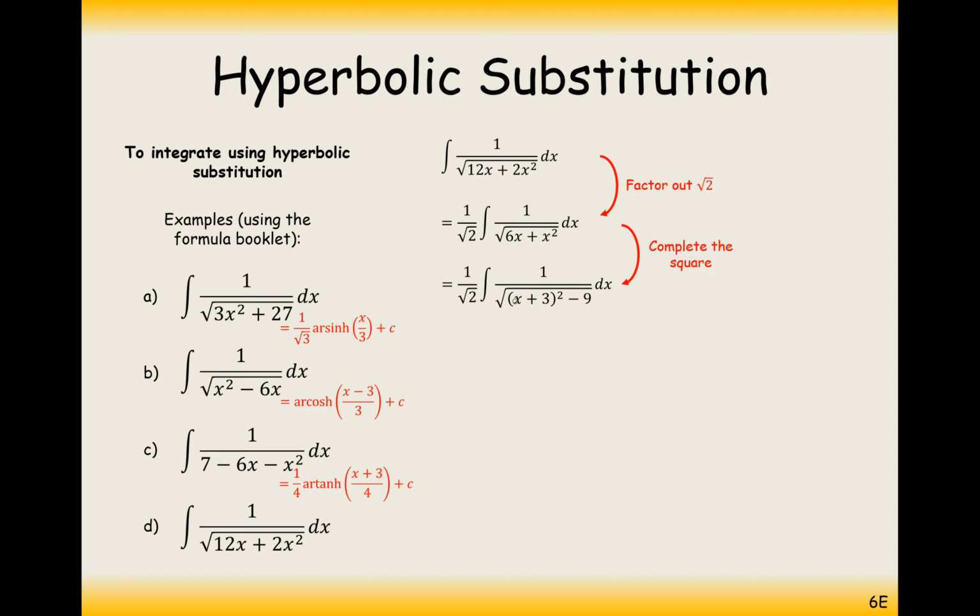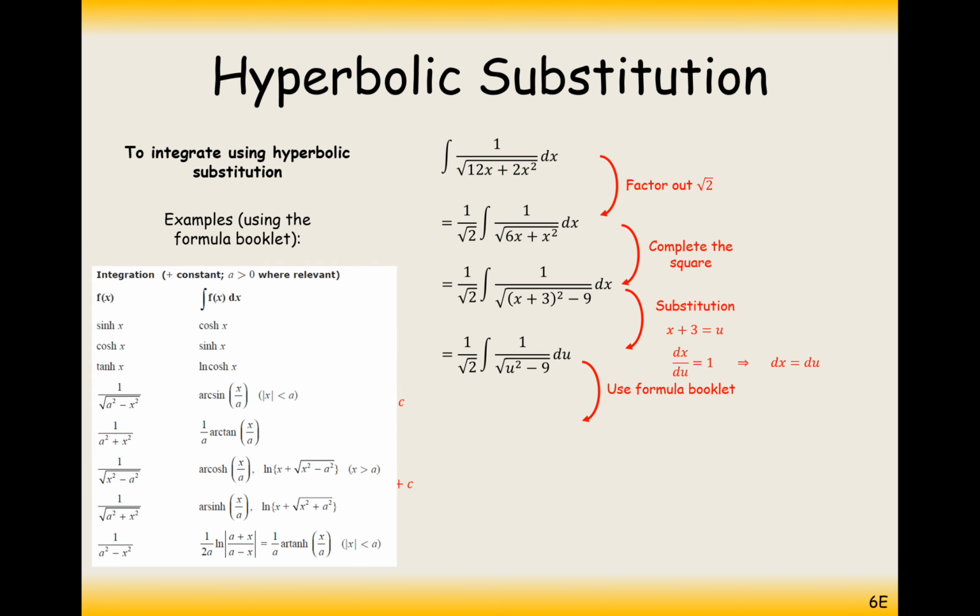Do the baby substitution of x plus 3 to replace it with a u. And that won't really affect the dx at all, because when you differentiate, dx by du equals 1. So dx equals du. So we've got that 1 over root 2 still hanging on at the front. Then the integral of 1 over u squared minus 9. Grab your formula booklet. Which integral are we going to be using here?